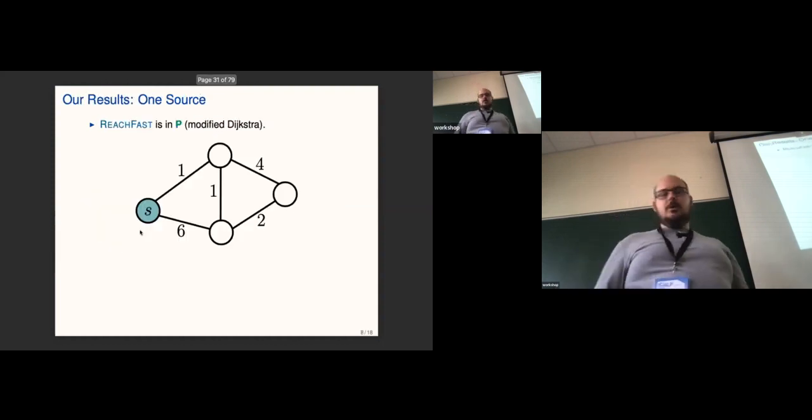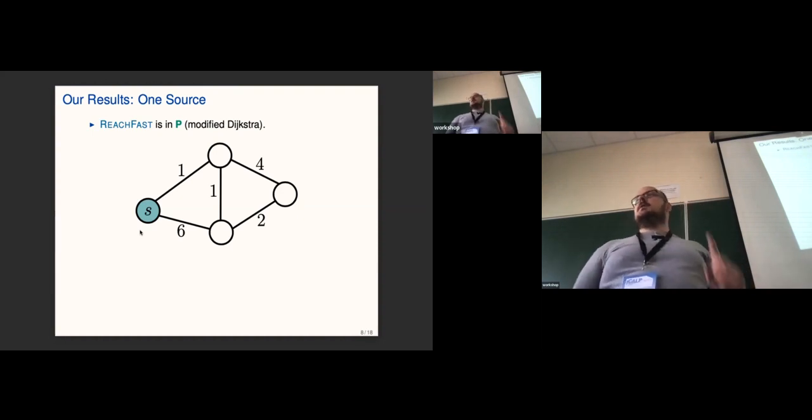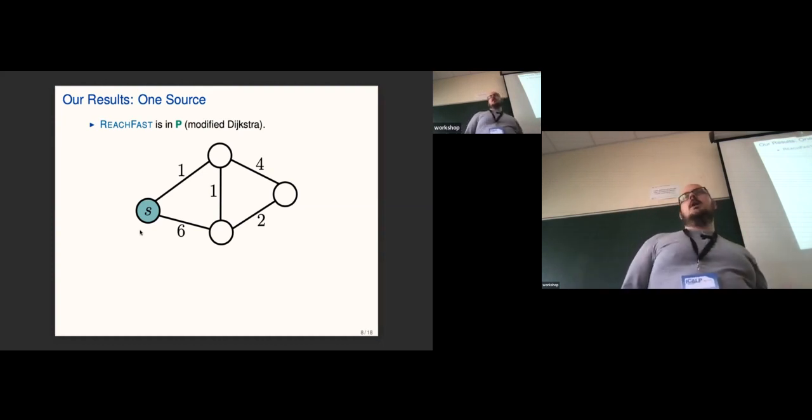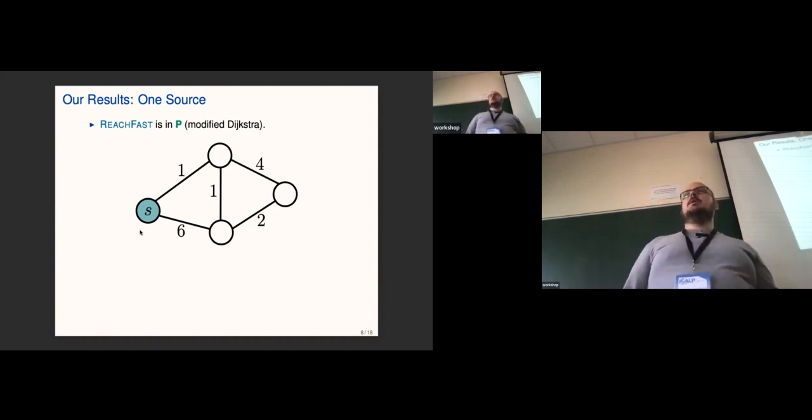And now for our results. We first studied all the variants of our problem with just one source. We saw that our first problem, where we are allowed to change our labels however we want, with just one source, is actually solvable in polynomial time. It's actually quite simple. It's kind of a modification of Dijkstra's algorithm.